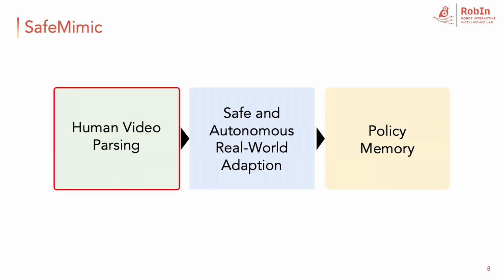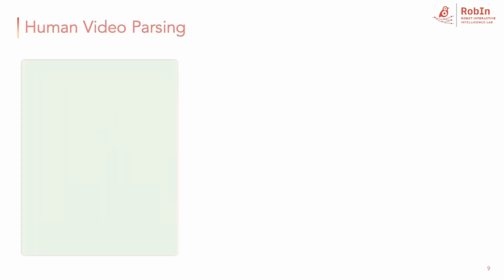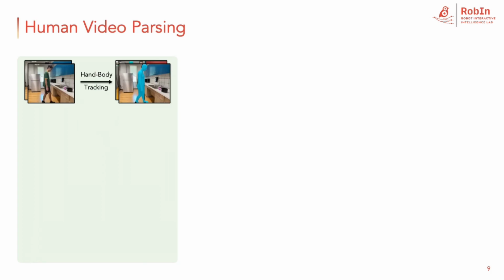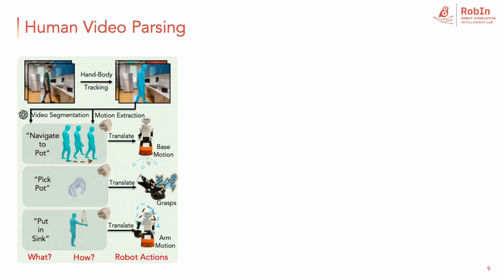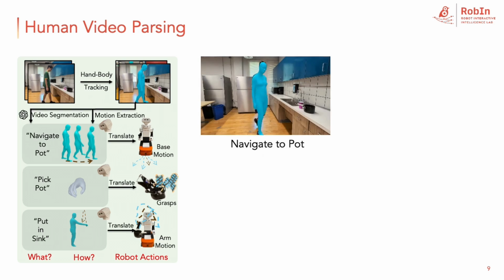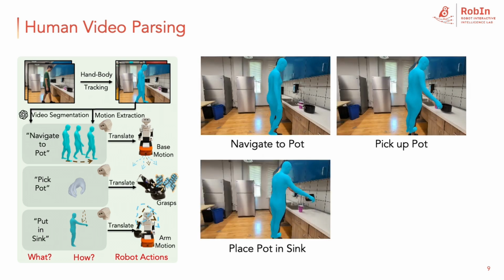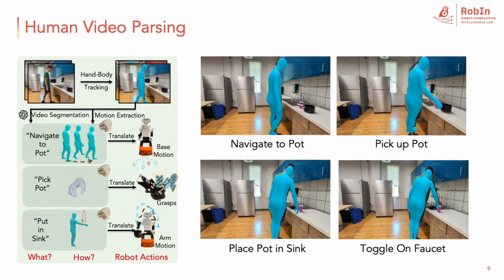The first is the human video parsing module. It inputs a third-person RGB video of the human performing the task. Using off-the-shelf human body tracker and VLM-based video segmentation module, SafeMimic extracts the semantic goals of the human and its low-level motions. It then translates each segment into robot actions. For instance, here is an example of the extracted segments and human motions for the task of filling water in a pot.